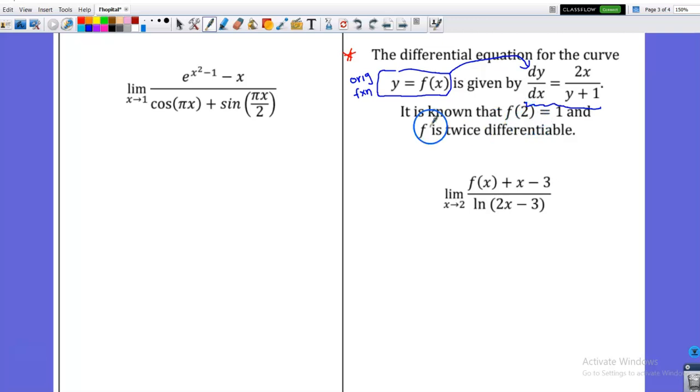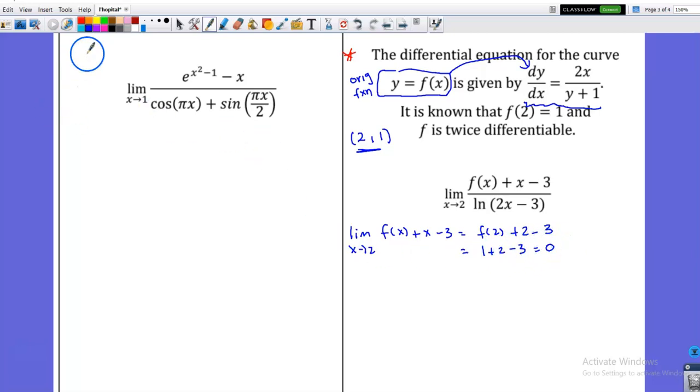It is known that f of 2 is 1, so I'm going to record that over here: when x is 2, y is 1, and f is twice differentiable. So I'm going to find the limit of the numerator as x goes to 2, and that's f of x plus x minus 3, which would be f of 2 plus 2 minus 3. F of 2, we said right back at the very beginning, is 1, plus 2 is 3, take away 3 is 0.